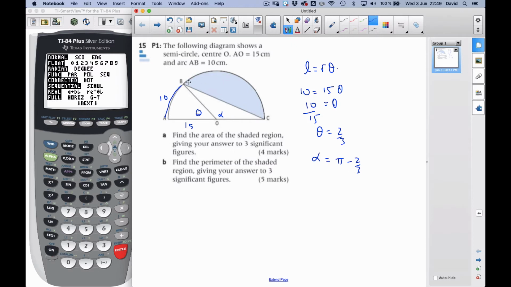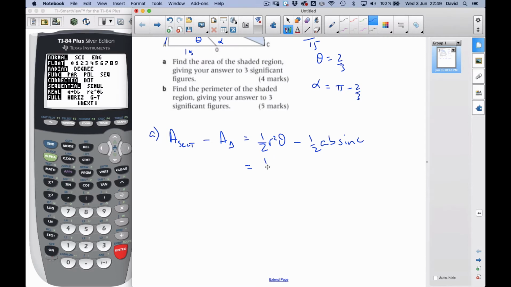And so if I want to find the shaded region, I have to find the entire sector minus the triangle. So I'm going to find the area of the sector minus the area of the triangle. So the sector formula is half r squared theta, minus the triangle, which is half AB sine C.